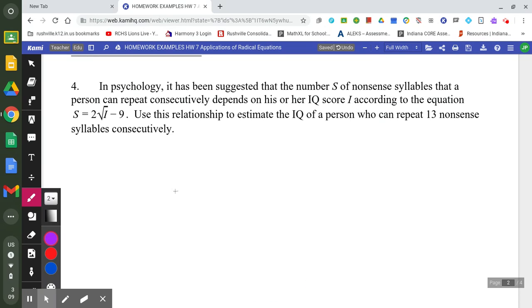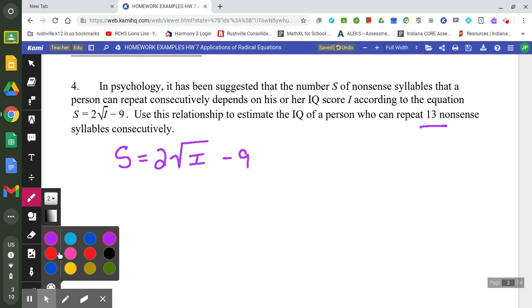Problem number 4. In psychology, it has been suggested that the number S of nonsense syllables that a person can repeat consecutively depends on his or her IQ score, I, according to the equation S equals 2 square root of I minus 9. Use this relationship to estimate the IQ of a person who can repeat 13 nonsense syllables consecutively. So my formula was S equals 2 square root of I minus 9. I am going to substitute in 13, and it goes in for the S.